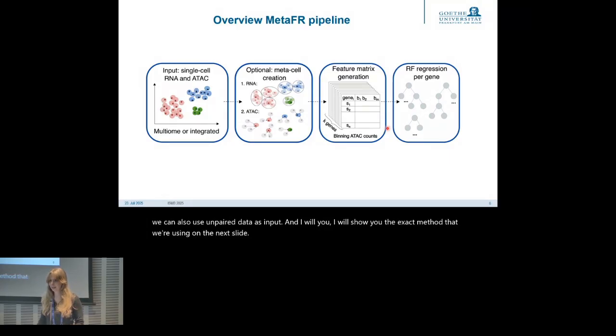Then we can generate our feature matrix for each gene. So again, here we have within each bin the quantified ATAC signal for each sample, cell or metacell. And then we train a random forest regression approach to predict the gene expression for each gene. And we chose the random forest regression because it's a very simple and fast model. And it also is able to capture nonlinearities.